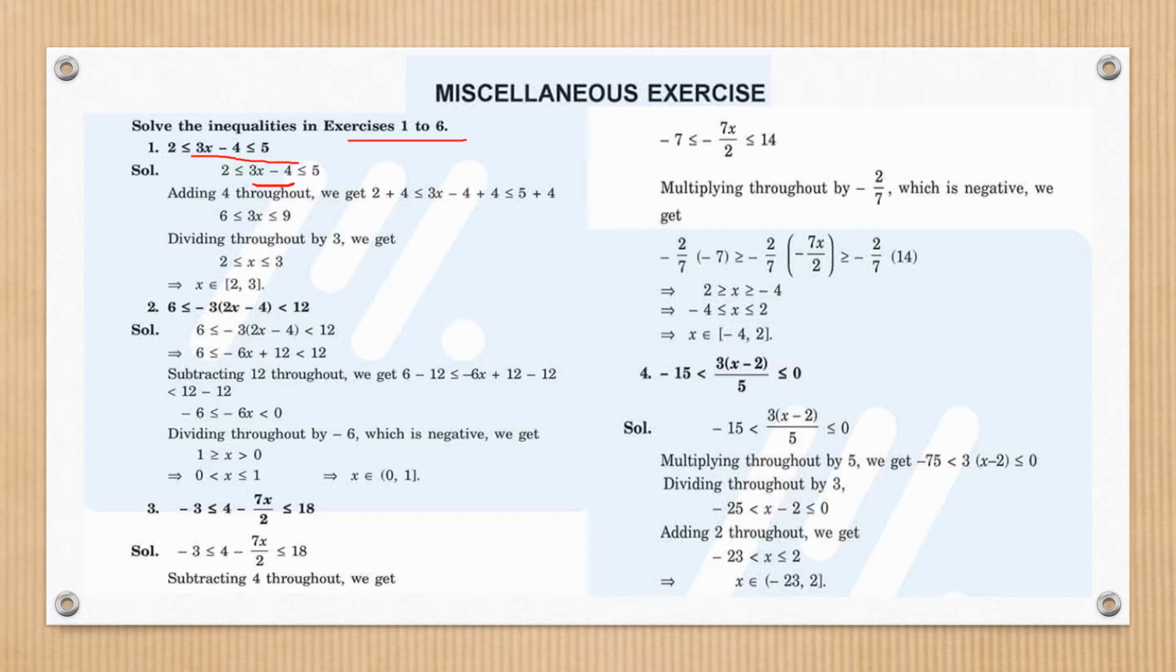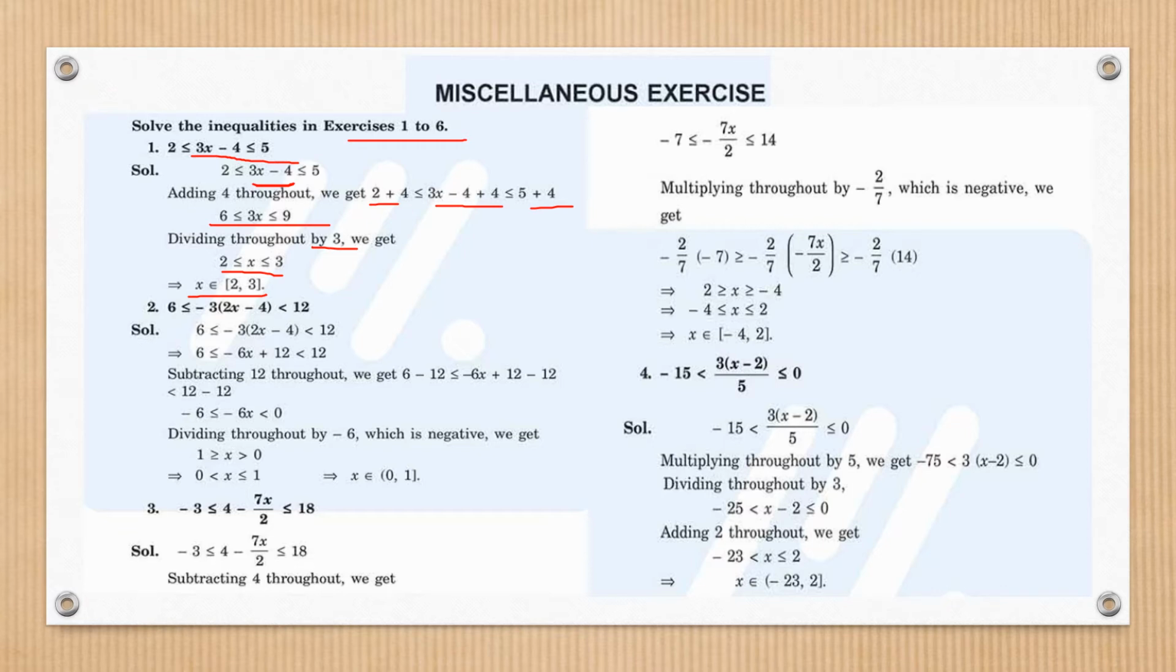So see, first thing is I'll add 4 throughout both sides. So it becomes 2 plus 4, 6, 3x minus 4 plus 4, and it is 5 plus 4. So it becomes 6 less than equal to 3x less than equal to 9, which means I have eliminated my 4. Now to eliminate this 3, I have to divide by 3. So 6 by 3 is 2 and 9 by 3 is 3. That means x is lying between 2 and 3, so x belongs to the closed interval. See the brackets, both involve the equal to signs also, so closed interval 2, 3.